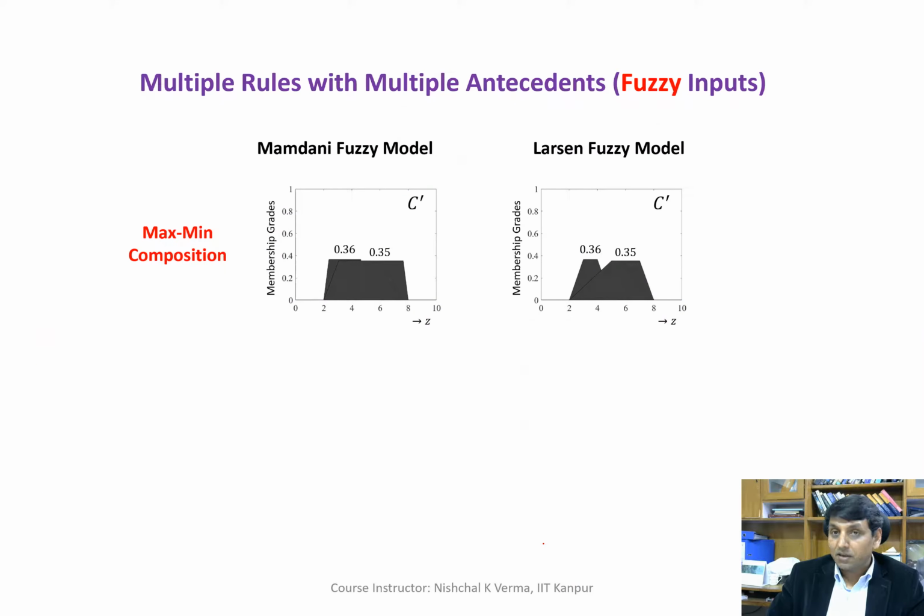Now let us compare this output of the Larsen fuzzy model with the Mamdani fuzzy model. For the same fuzzy inputs, if we had used the Mamdani model, what we would have gotten is here. So for the same max min composition and the same fuzzy input, we are getting different outputs. The Mamdani model gives this fuzzy output, whereas the Larsen fuzzy model gives this output. Please look at the outputs; these two are different.